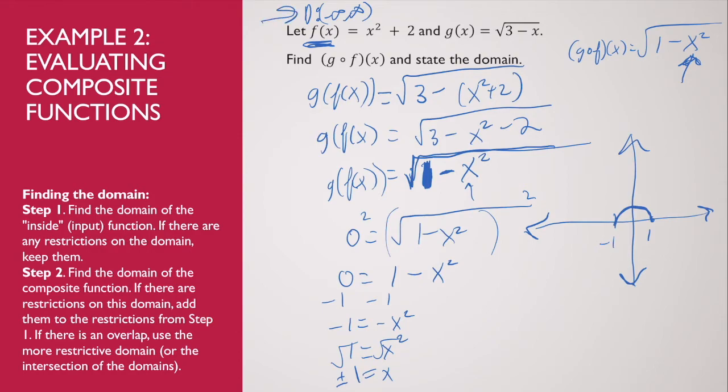So although the domain of our input function, f of x, was all real numbers, in this case, the domain of our composite function is all values of x such that negative 1 is less than or equal to x, which is less than or equal to 1. We can only take on values between negative 1 and positive 1.